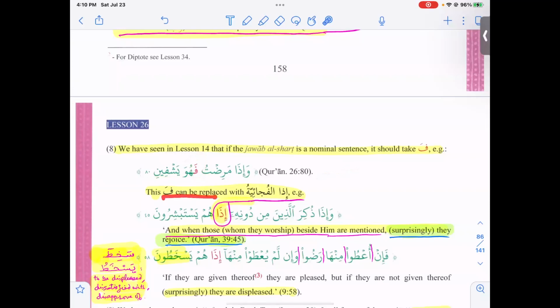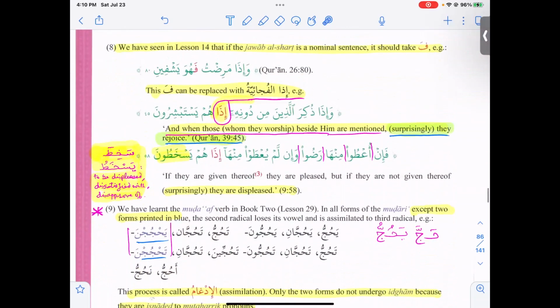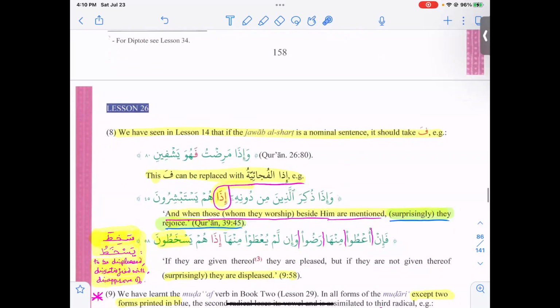Now this fa can be replaced with Iza al-Fujaiyatu. Yes, it can be replaced with Iza al-Fujaiyatu. Did you get the idea? Iza al-Fujaiyatu, the Iza of surprise, you know. So here is a beautiful verse.